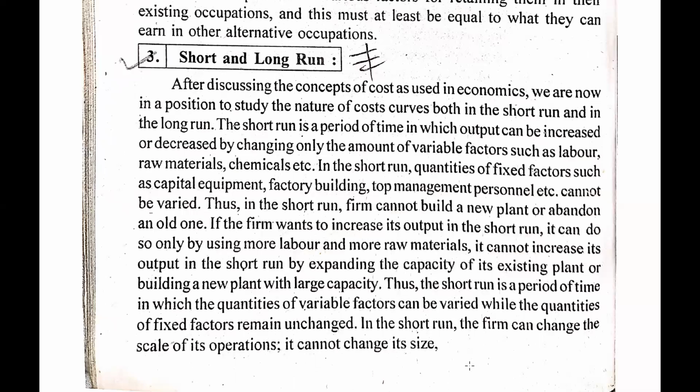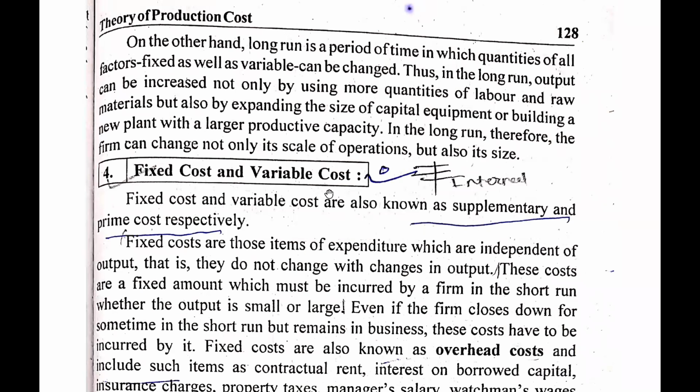On the other hand, the long run is a period of time in which the quantities of all factors, fixed as well as variable, can be changed. Thus, in the long run, output can be increased not only by using more quantities of labor or raw material, but also by expanding the size of capital equipment or building a new plant with a larger productive capacity. In the long run, therefore, the firm can change not only its scale of operation but its size too.